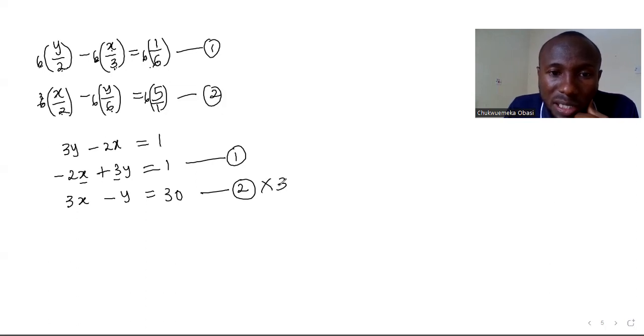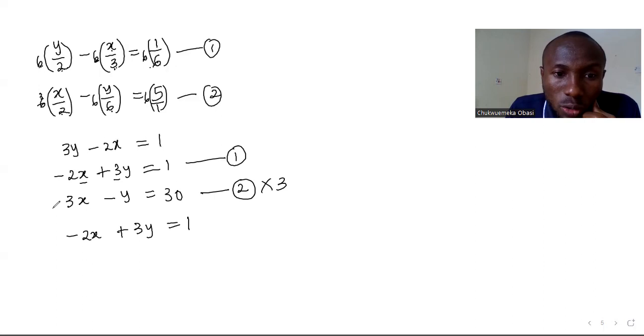So I multiply here by 3. Equation 1 still remains the same. I still have it as -2x plus 3y equal to 1. Then if I multiply equation 2 by 3, 3 times 3 will give me 9x, minus y times 3 will give me minus 3y. And of course, 30 times 3 will give me 90. So this is a new equation we've got.